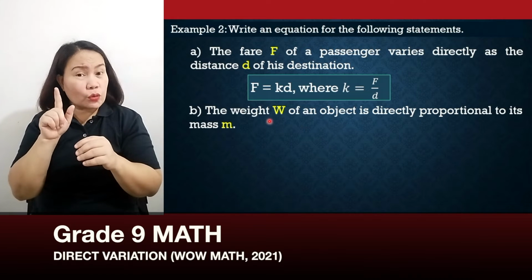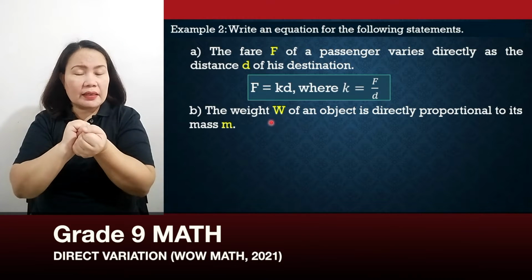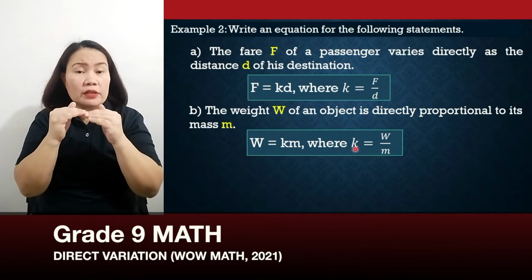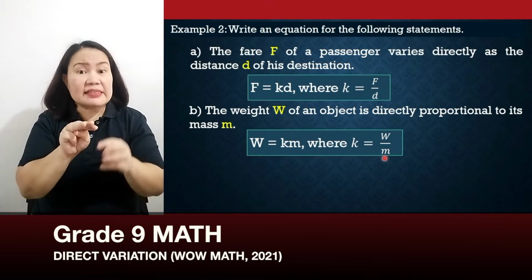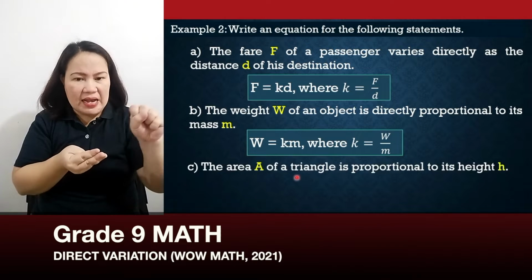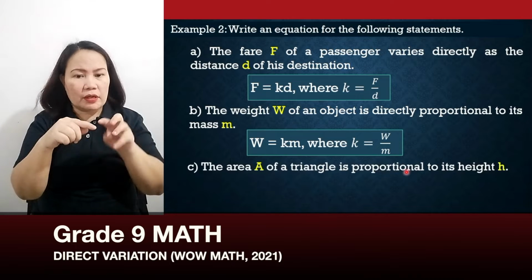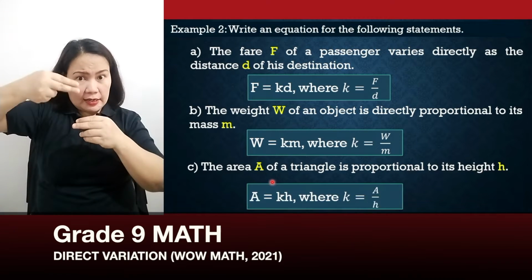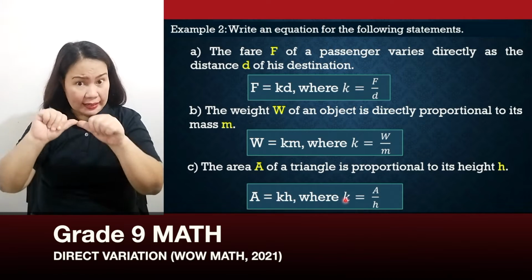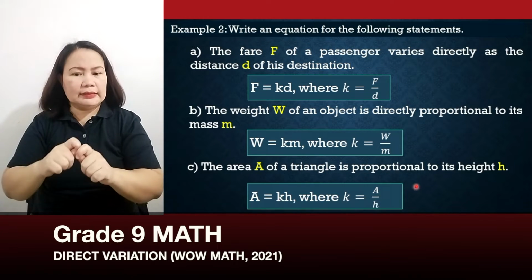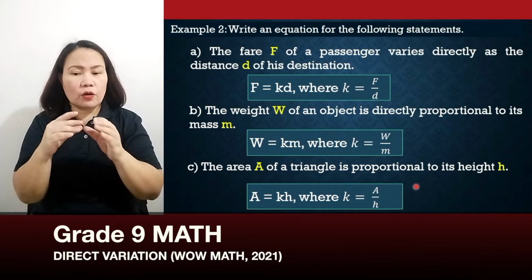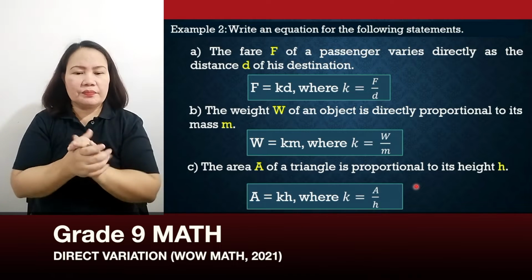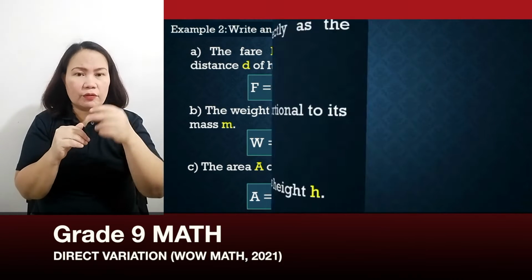So paano natin gawing equation to? Translate into equation. So that is W is equal to KM, where K is equal to W over M. And for letter C, the area A of a triangle is proportional to its height, H. So, that is A is equal to KH, where K is equal to A over H. So, ganyan natin i-translate into equation yung mga statement. Okay? So, let's apply yung natutunan natin dito sa example number 2.